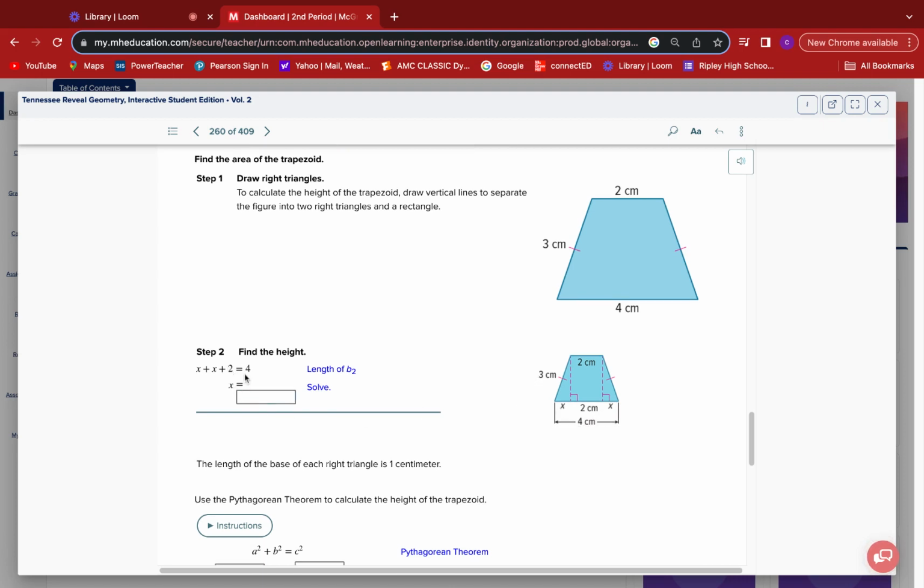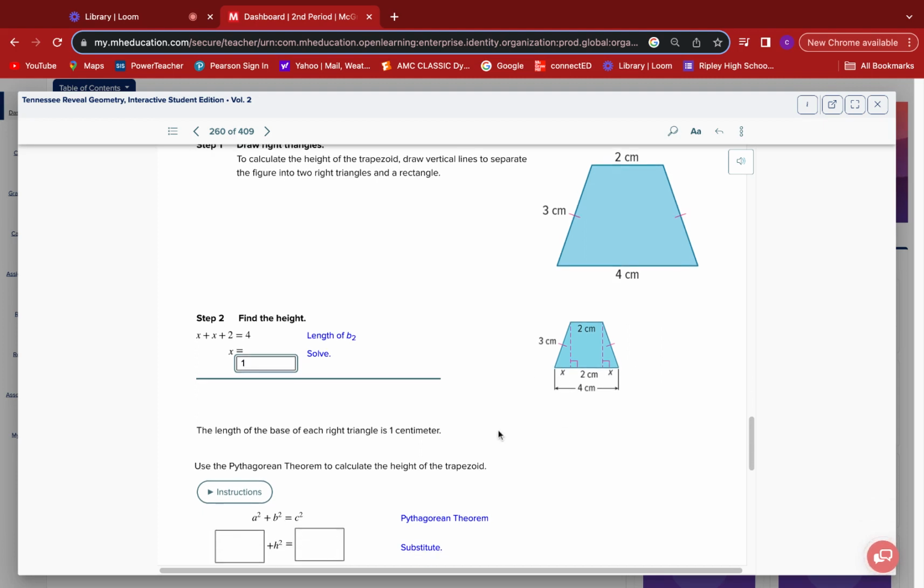All right, so I'm going to subtract to the other side. So x plus x is 2x, and that's going to equal 4 minus 2 is 2. Divide by 2, it looks like x is a 1. And that kind of makes sense, you guys. If I've got a 2, plus 1 is 3, plus the other 1 is 4 total, so x is 1.